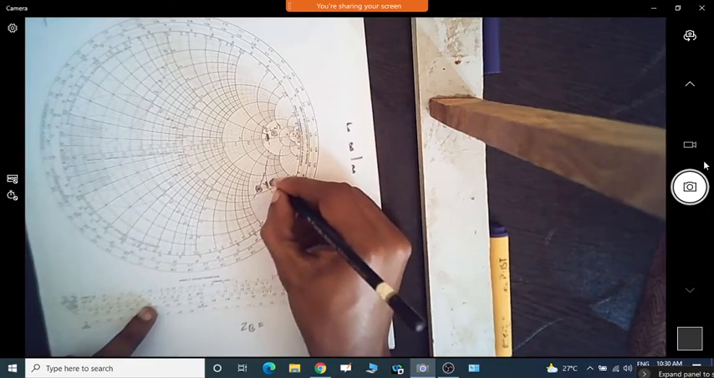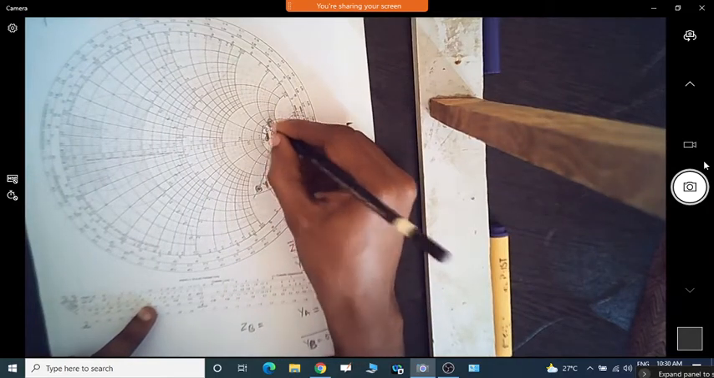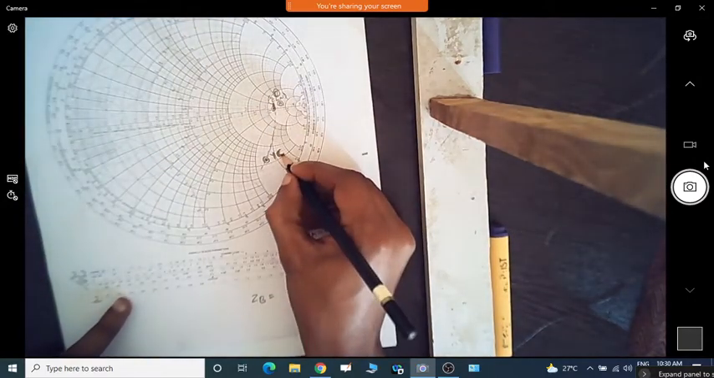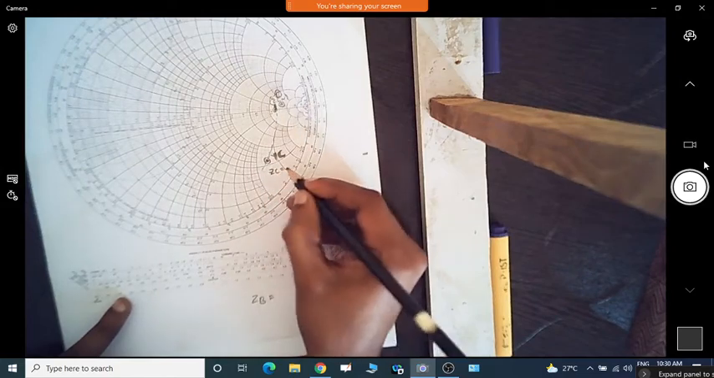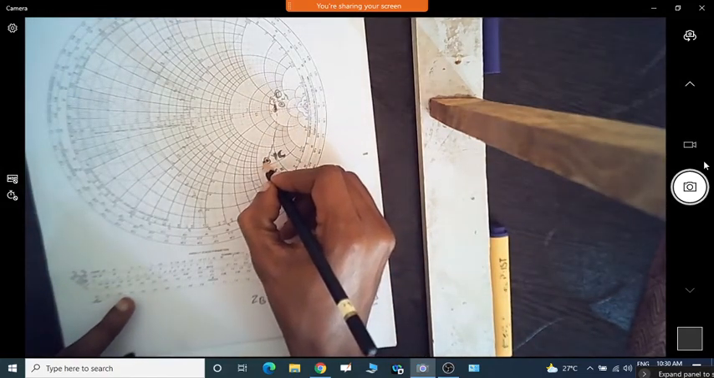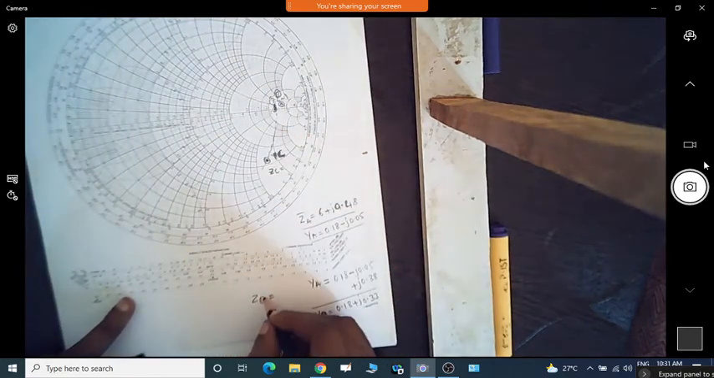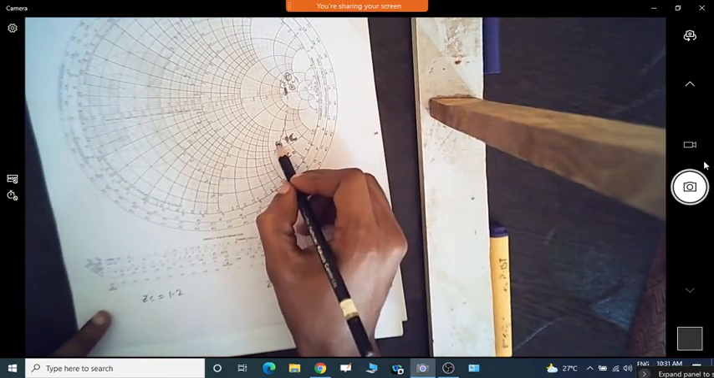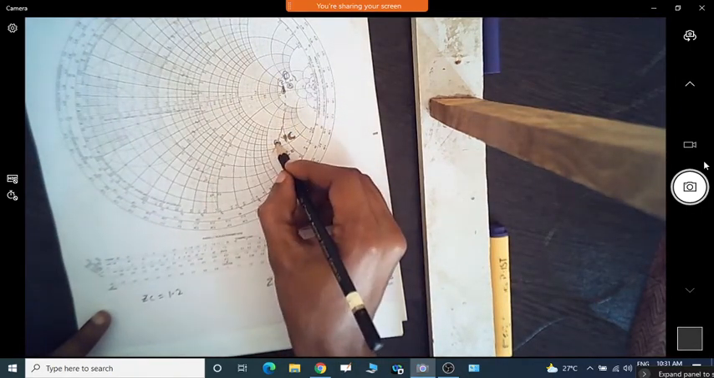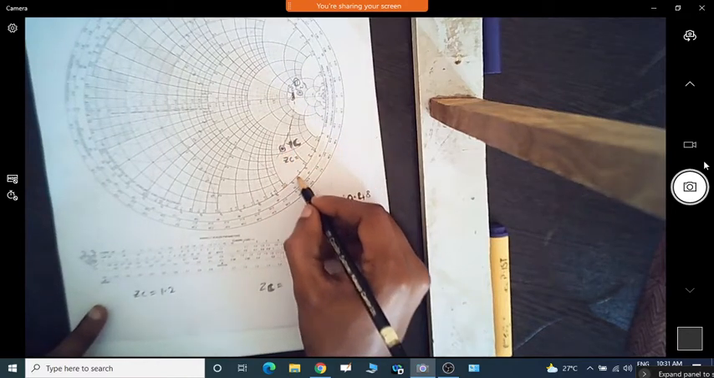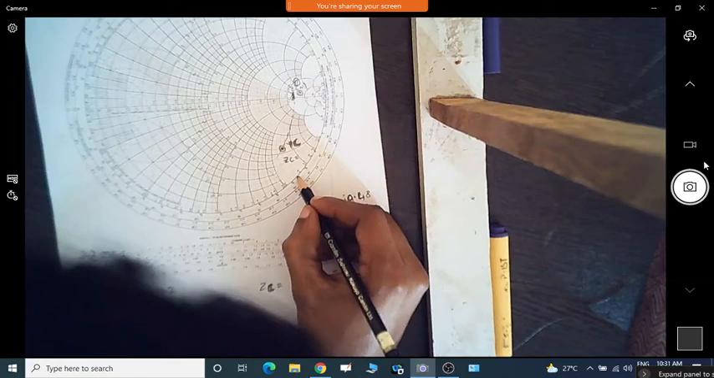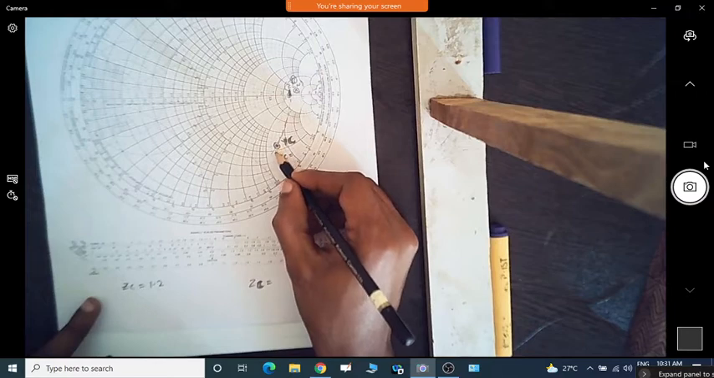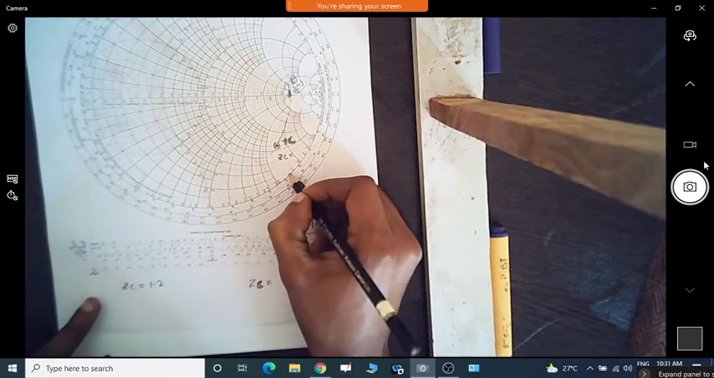Let us assume this is C, and this is B where we moved earlier, and the load point we assume as A. Now at this point, what is the ZC I am going to read? The ZC I am getting here is 1.2, and then around 1.4, 1.6, 1.82, and then 2.2, 2.4.